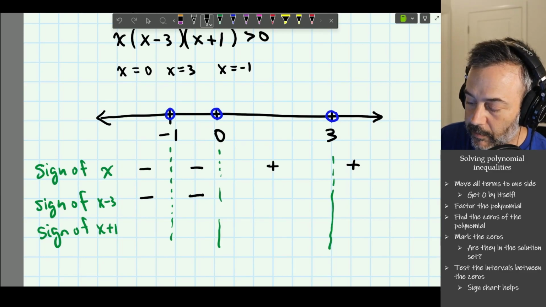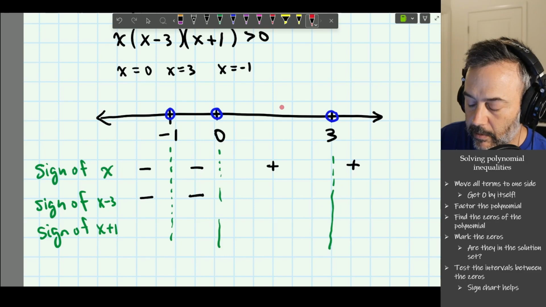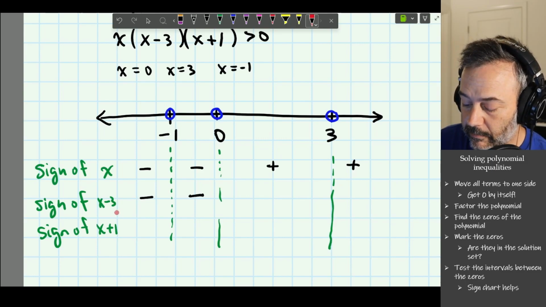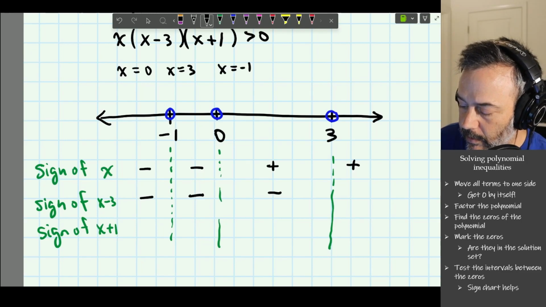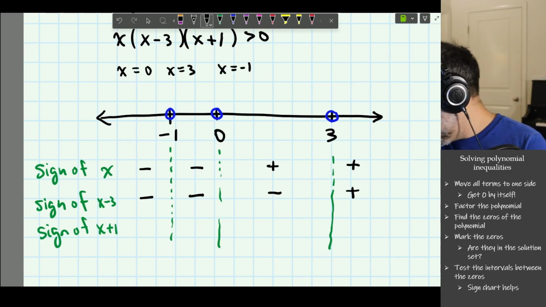Here's the one to be careful about. If I plug in a number between 0 and 3, that means it's less than 3. If I plug it in here for x, that x minus 3 is negative. Like 2 minus 3 would be -1. So this is still negative. And if I plug in a number greater than 3, x minus 3 is positive.